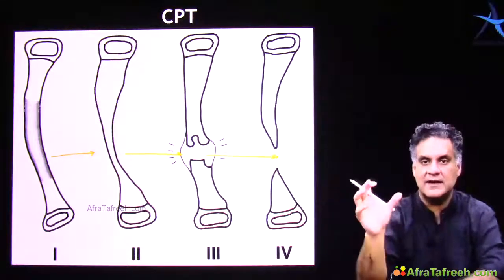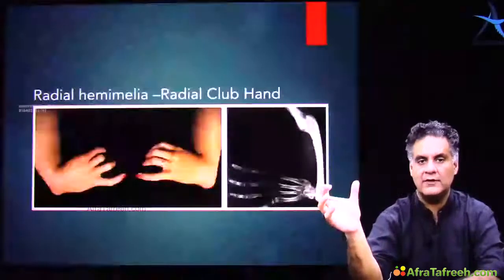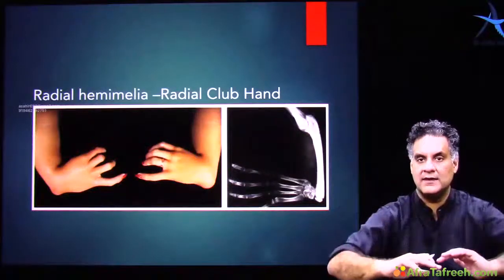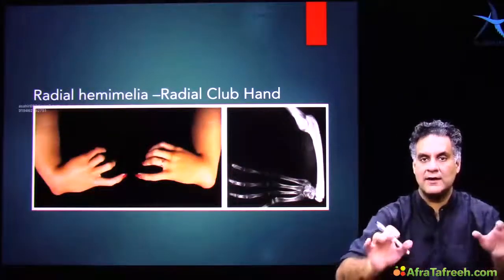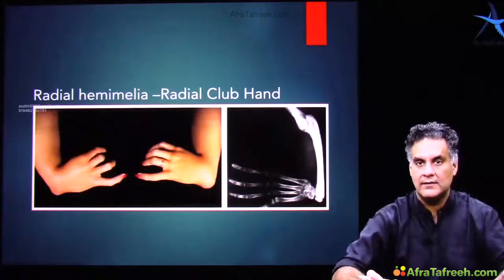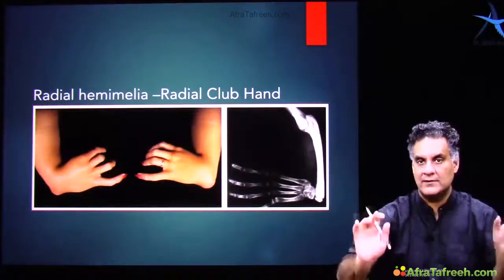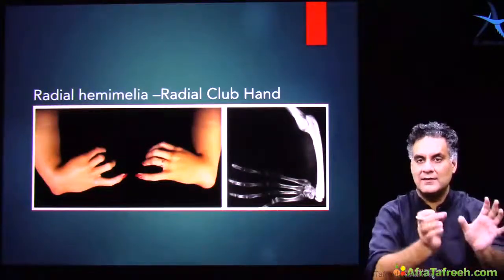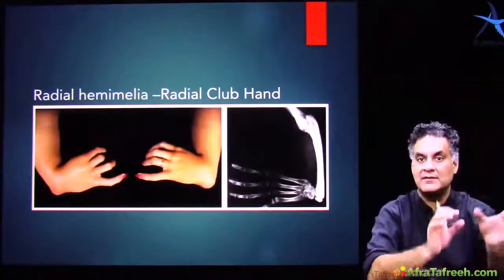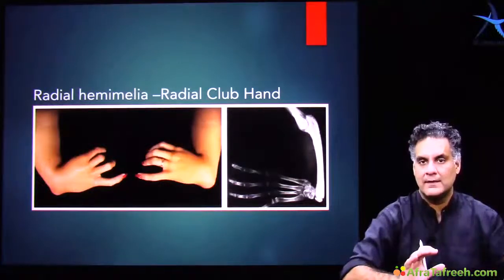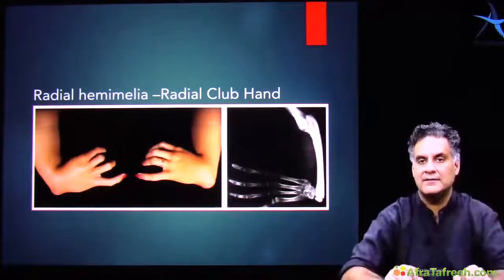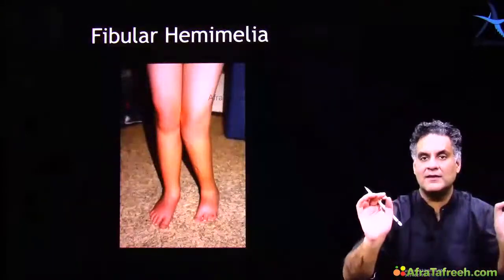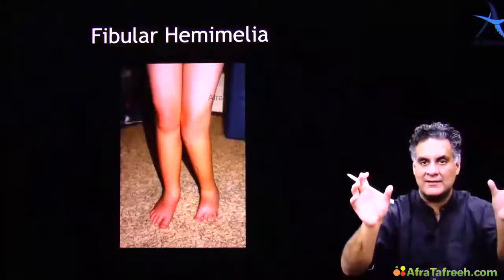The deficiency decides the deformity. If you don't have radius, your hand will move towards the radial side. This is called radial club hand or radial hemimelia. You also don't have thumb, and it's bilateral. So you don't have the whole axis: the thumb, the radius, the muscles, the vessels. If you don't have ulna, ulnar club hand. If you don't have fibula, fibular hemimelia, the commonest hemimelia. Hemi means half, melia means axis absent.